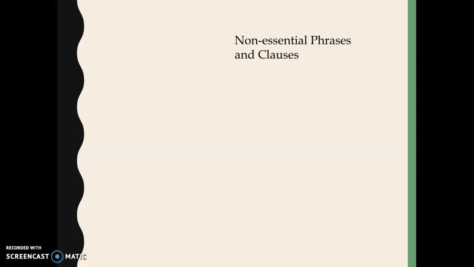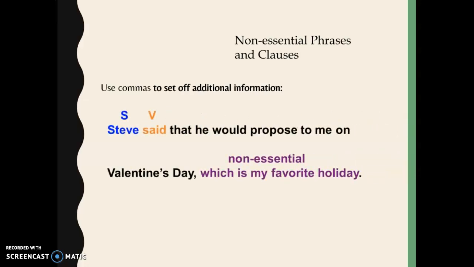Non-essential phrases and clauses. So here's another example illustrating the placement of non-essential phrases within a sentence. At the end of the sentence, the non-essential element should have a comma placed before it and a period after it, which often, but not always, indicates a non-essential phrase or a clause. Here's an example. Steve said, subject and verb, that he would propose to me on Valentine's Day, comma, which is my favorite holiday. The non-essential part is, which is my favorite holiday.